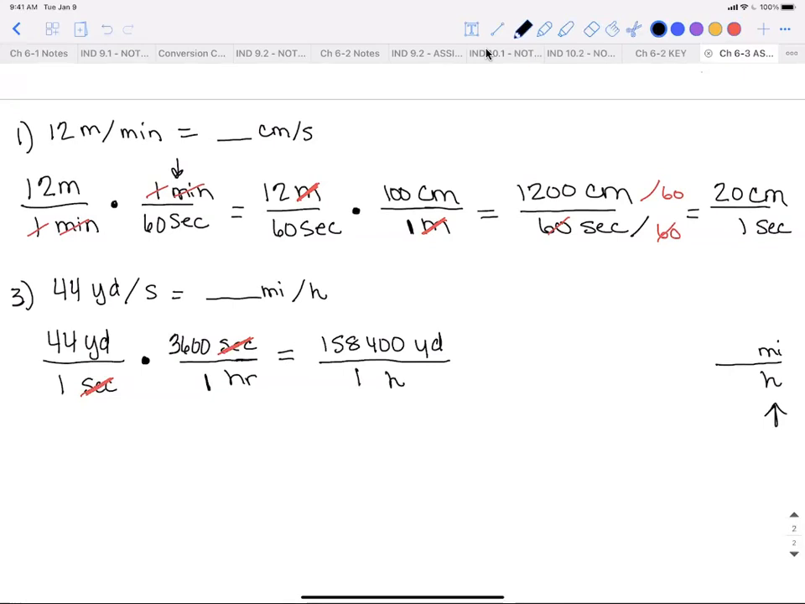But I need yards gone, and I need those to become miles. So I'm going to draw my line here, and I'm going to put yards on the bottom and miles on top. Which one's bigger, a yard or a mile? Okay, so I'm going to put my 1 here with my mile. And then does anybody know how many yards are in a mile? Bonus question.